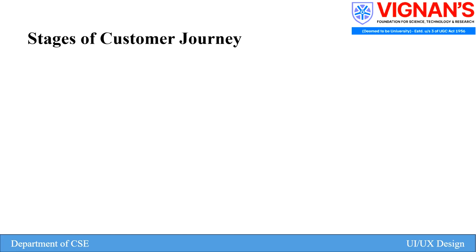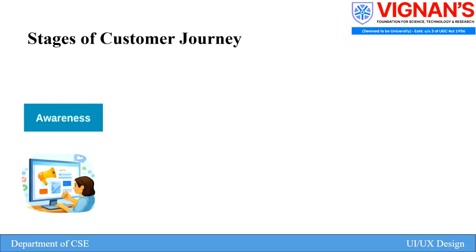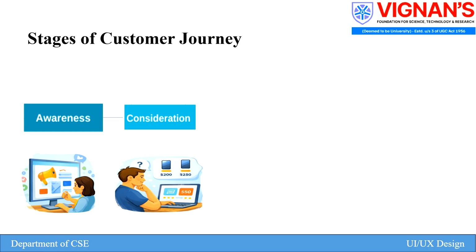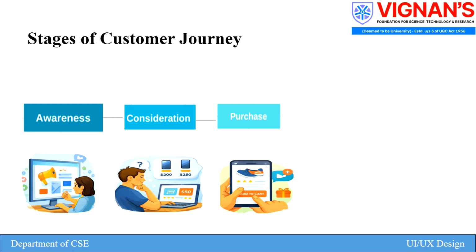Stages of journey mapping. There are mainly 5 stages in the customer journey. They are awareness. The customer becomes aware of a product or service. They discover it through ads, social media, search, or word of mouth. Consideration. The customer starts comparing options. They check reviews, features, prices, and alternatives. Purchase. The customer decides to buy. They complete the payment or sign up for the service.